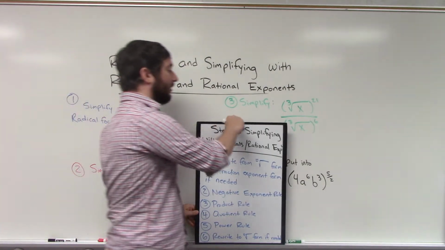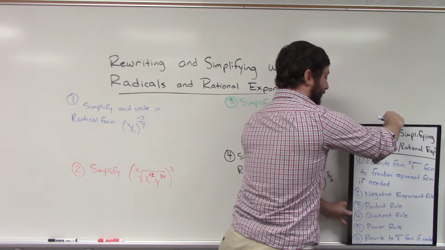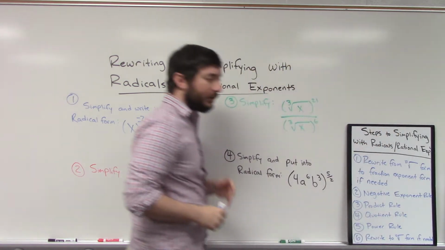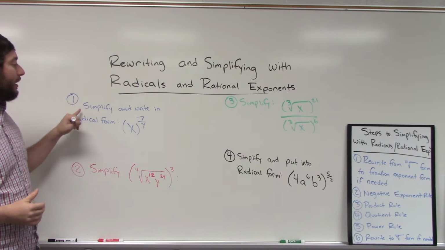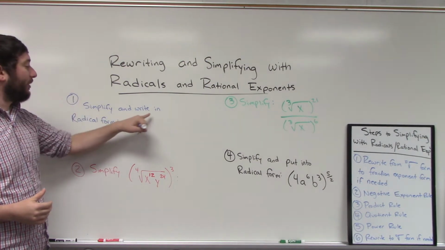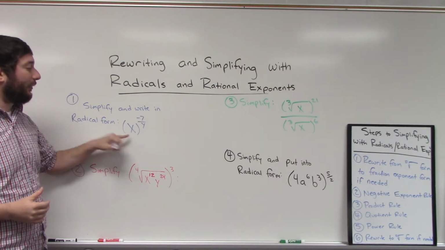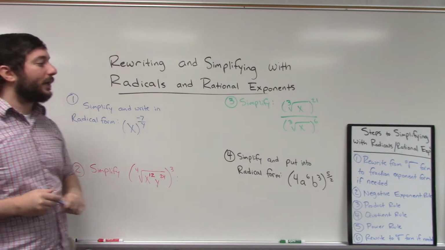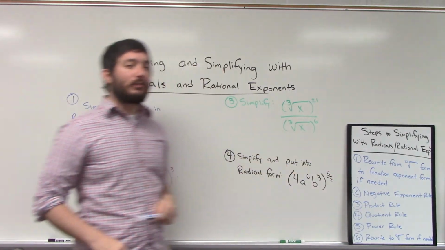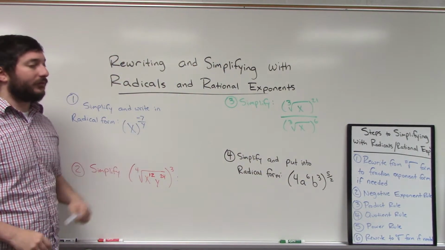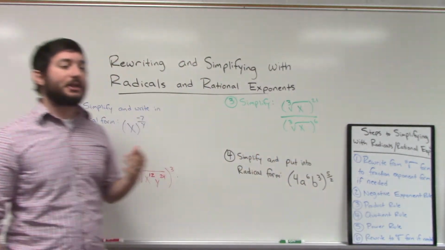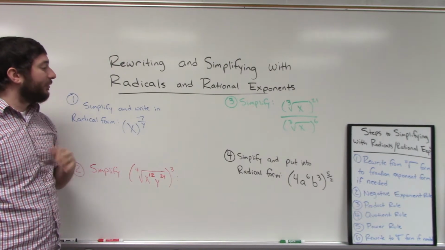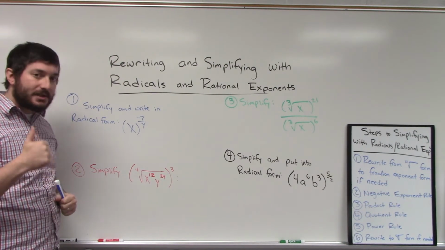So let's take a look at some examples and follow this order, seeing what we need to apply and what we don't. For example, I have a problem that says simplify and write in radical form the following expression. Notice, number one, our problem is already in rational exponent form, so I can skip that first step here. We don't start with a radical, we start with a rational exponent, in which case I move on to step 2, and step 2 is indeed useful here, right?